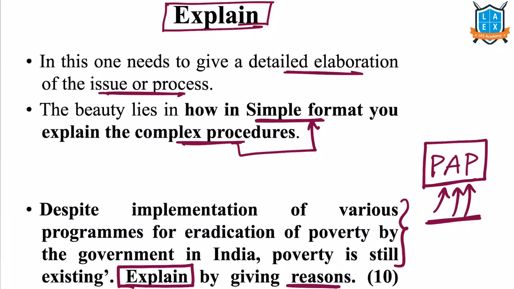So that's how explanation works. Here we are not going to contradict the statement. We are just going to explain it. Let's say if the statement is asking us about positives, we are going to explain only the positives. If the statement is asking us about negatives, we are going to explain only the negatives. That's how explain is a one-dimensional concept.